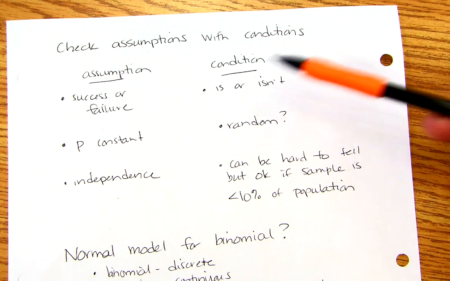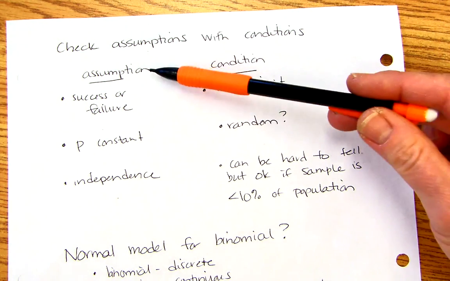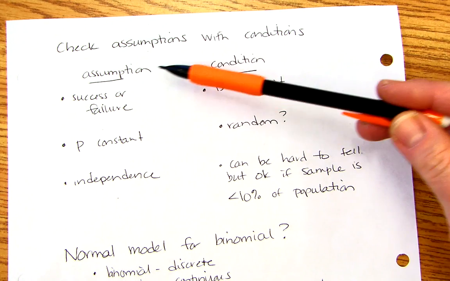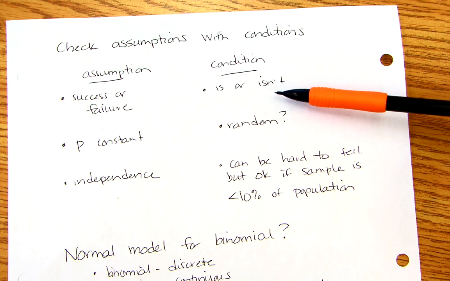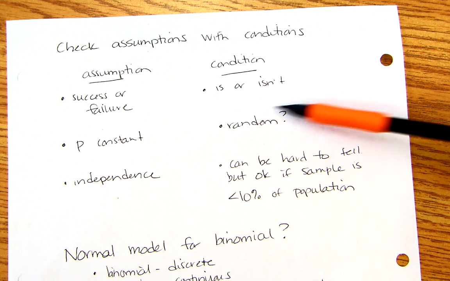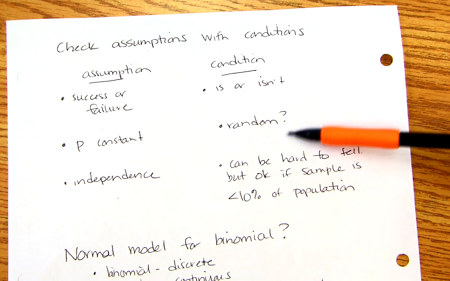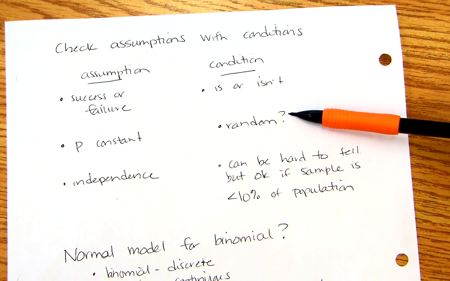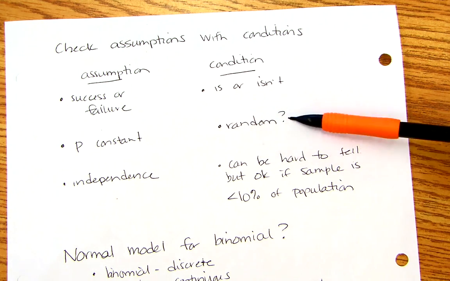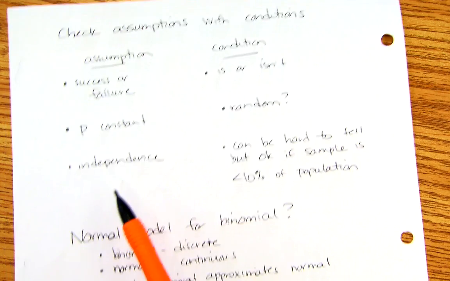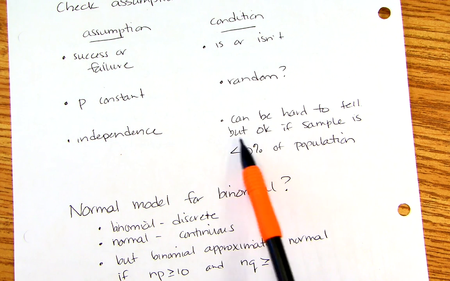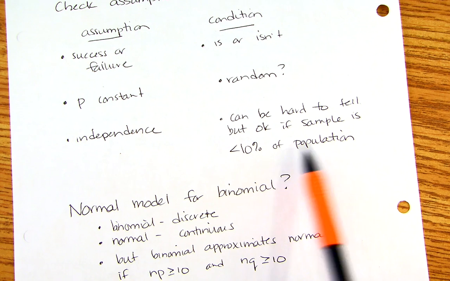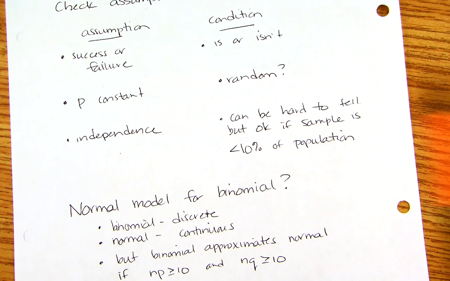So before you proceed with these models, you should check the assumptions with a condition. Do we have success or failure? Is it or isn't it? Is the probability constant? If it's random, you can check this assumption with a random condition. And is each trial independent? Sometimes it's hard to tell, but as long as you're sampling less than 10% of the population, you can check that assumption.